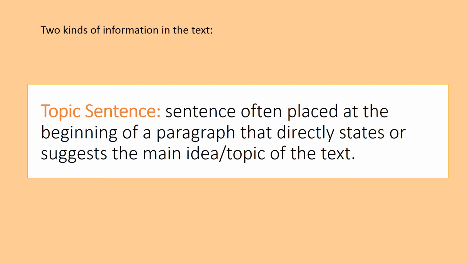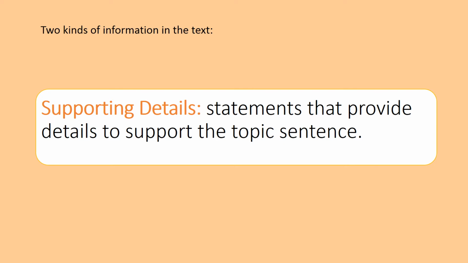There are two kinds of information that a text provides. The most important being the topic sentence, which is what we really need to look for when answering these type of questions. A topic sentence is often placed at the beginning of the paragraph that directly states or suggests the main idea or topic of the text. The other information that the text provides are the supporting details, which are statements that provide details to support the topic sentence.